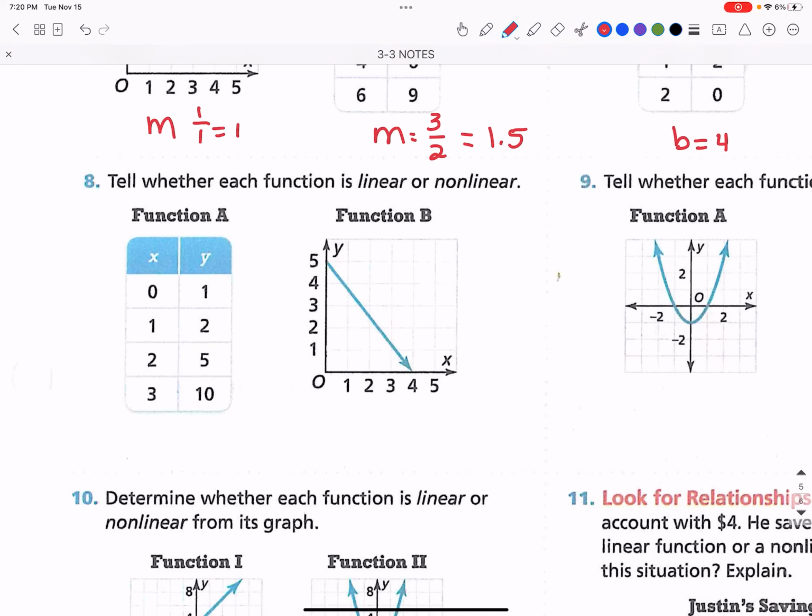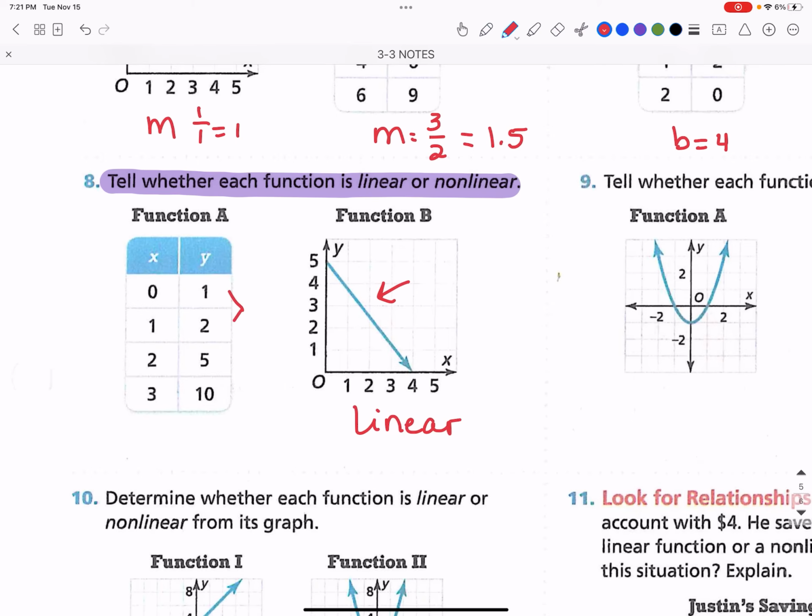Okay, what are they asking you here? Pay attention because each one's going to be a little bit different. It just wants to know if each one is linear or nonlinear. Well, let's do the easy one first. This is a straight line, so this one's linear. Nice and easy.